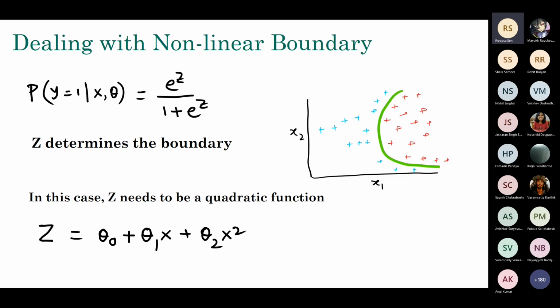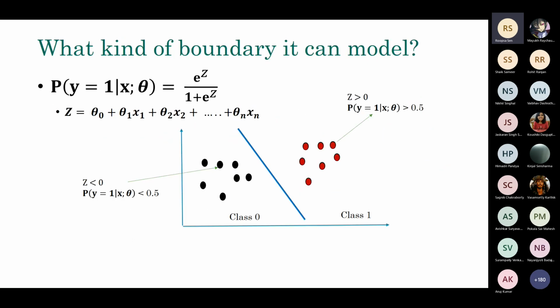Sir, why can't we do it the same way as linear regression? In the previous slide, you showed that if the probability is greater than 0.5, then it belongs to one class, and if it is less, then it belongs to another class. So can we not apply the logistic function, just calculate z, and classify according to the values of z?